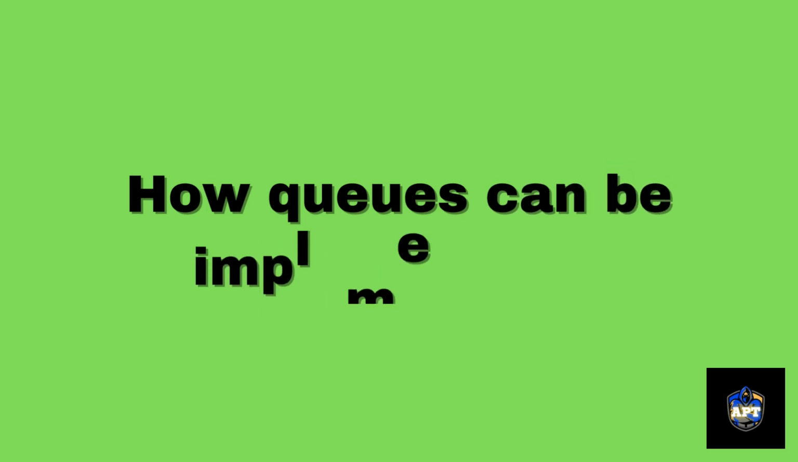Next, we are going to talk about how queues can be implemented. Okay, so how can queues be implemented? Queues can be implemented using arrays or linked lists. Some common applications of queues include job scheduling. So, what is job scheduling? In this, jobs can be added to a queue and processed in the order they were received.